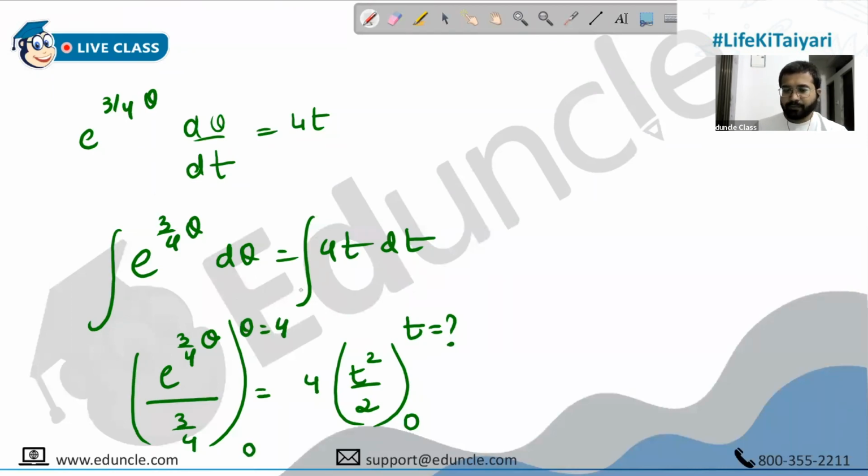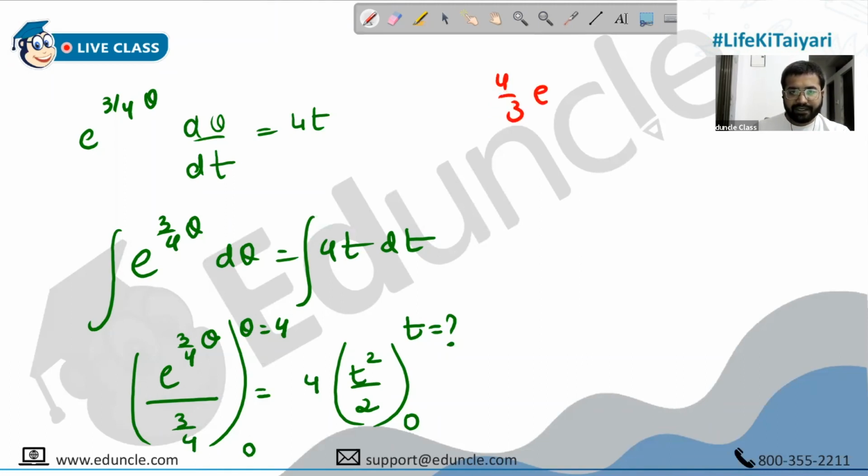I hope the problem is understood, the question is understood, the solution so far is understood. Sir, won't a constant come in the integration? No, Ari, you have put the limits, no? Okay, it is definite integration. So we have got 4 by 3 e raised to 3 by 4 theta.